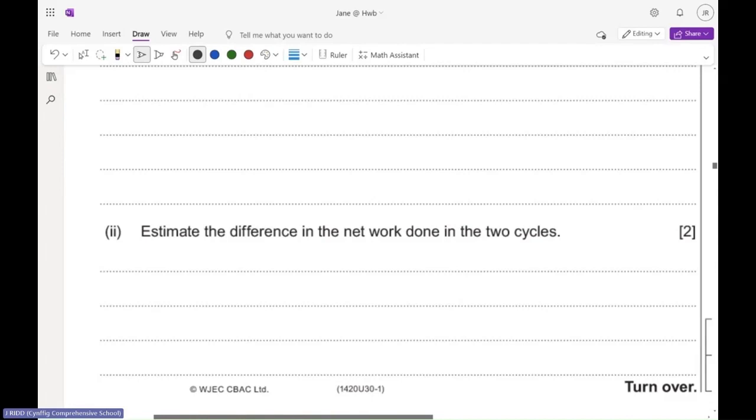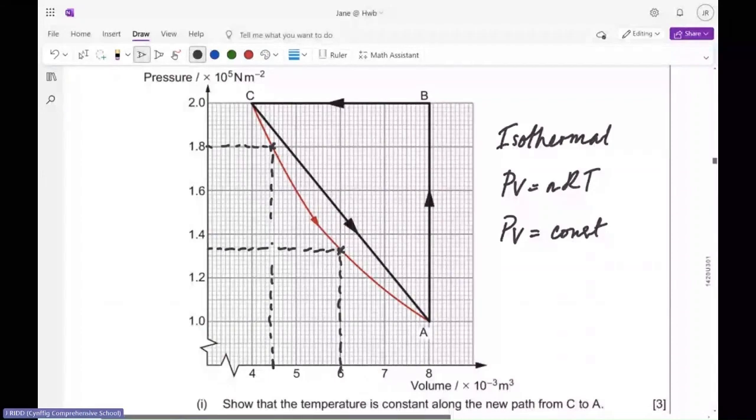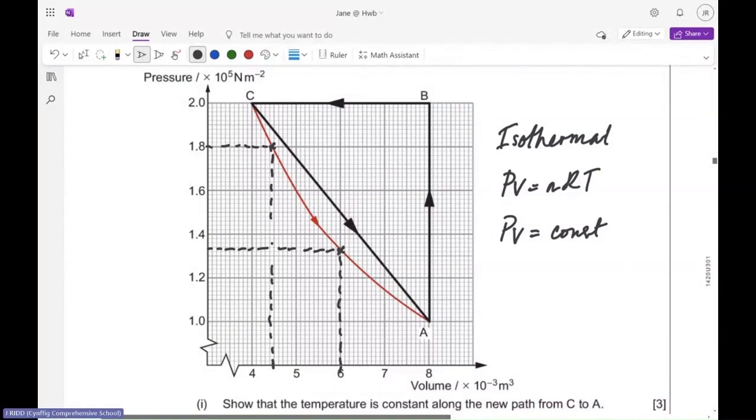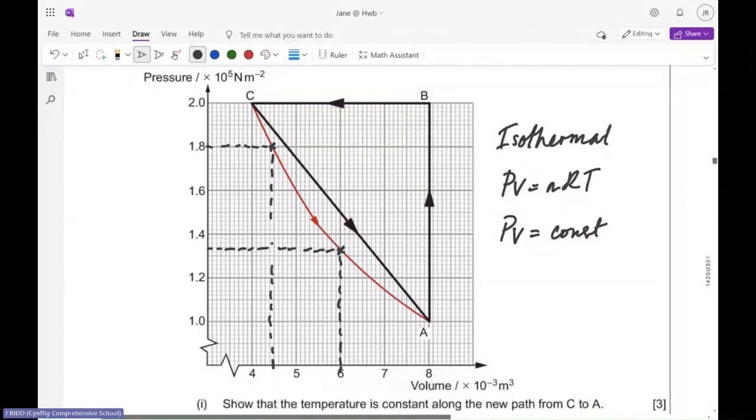And then the last bit, estimate the difference in the net work done in the two cycles. Well, you would have to work out the area underneath that curve, which can be a little bit tricky. Now, I would recommend looking for small squares and counting the small squares to work out the difference. And if you do that, you've just got to appreciate what one small square is worth.